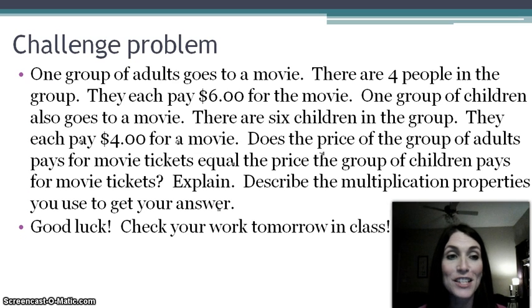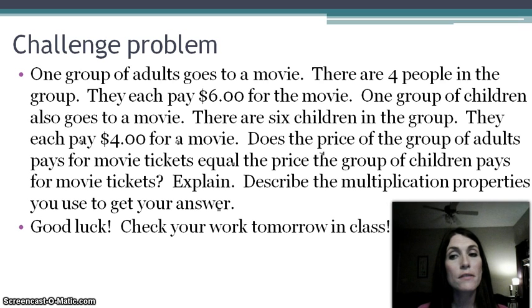Here is our challenge problem. One group of adults goes to a movie, and there are 4 people in that group. They each pay $6 for the movie. One group of children also go to a movie, and there are 6 children in the group. They each pay $4 for a movie.